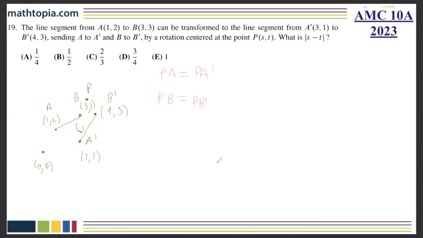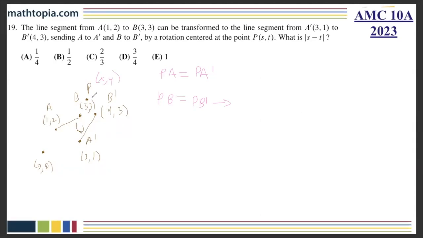So now we've boiled the problem down to finding the intersection of the perpendicular bisectors of AA prime and BB prime. They intersect right at point P. The easier one to find is the perpendicular bisector of BB prime. We're given S, T as point P, but those can get confusing since they look like a 5 and a plus sign, so I'm just going to use X, Y. So P is (X, Y).